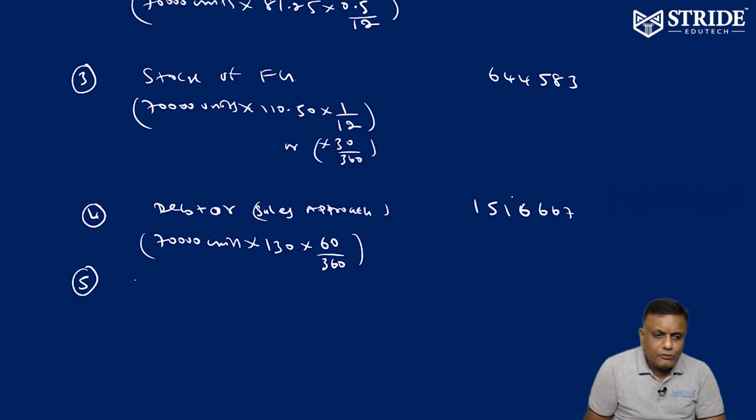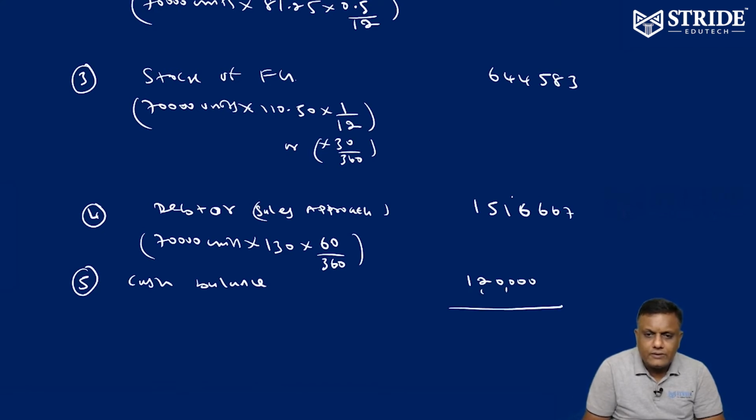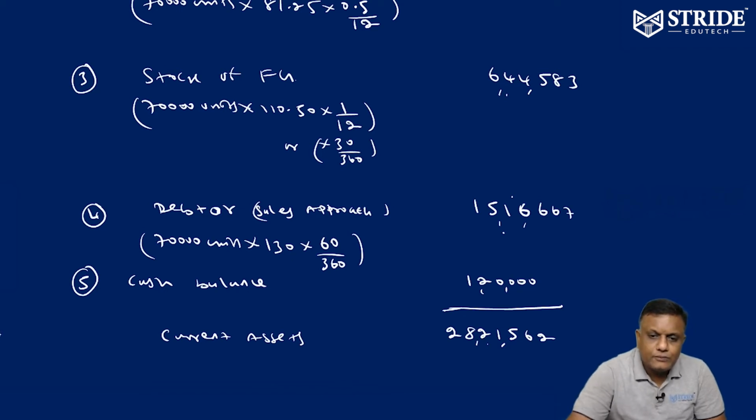Now number 5, cash balance. The company always tries to maintain a cash balance of 1,20,000. That's it. Everything is finished. So total current assets are 28,21,562. So this is the current asset.